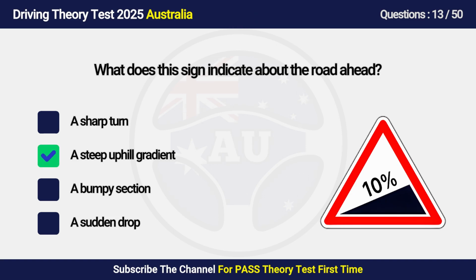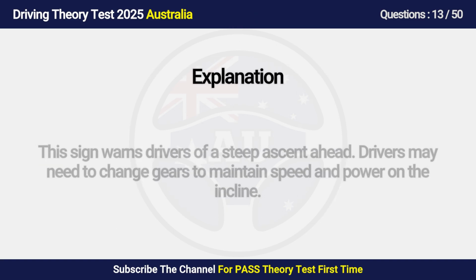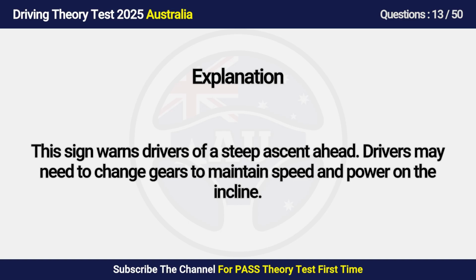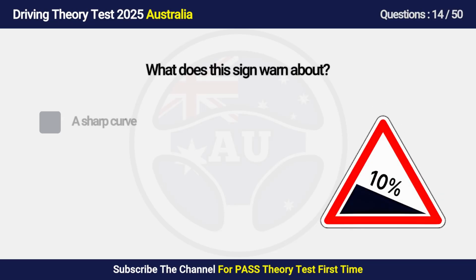Answer is B. A steep uphill gradient. This sign warns drivers of a steep ascent ahead. Drivers may need to change gears to maintain speed and power on the incline. Question 14. What does this sign warn about?